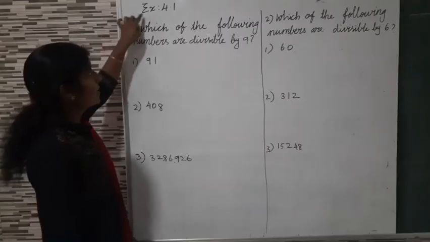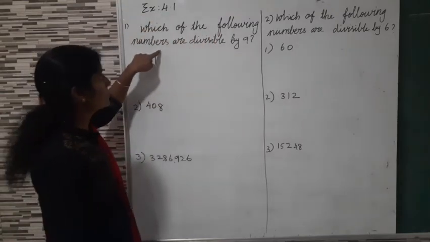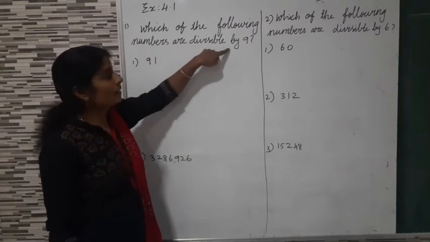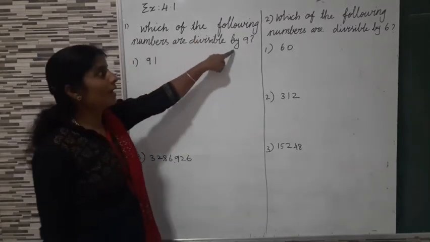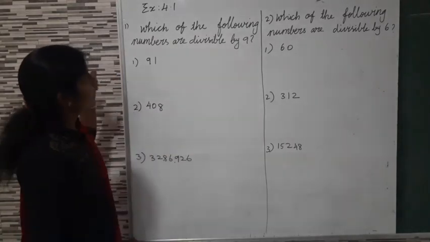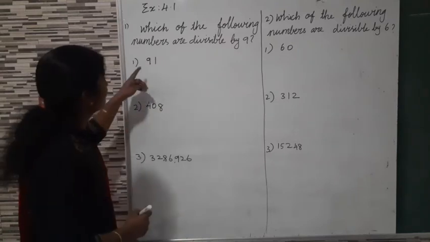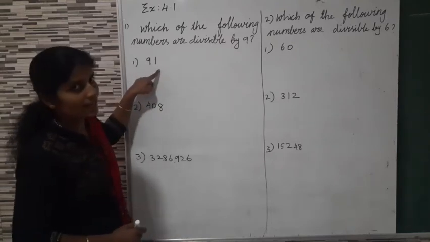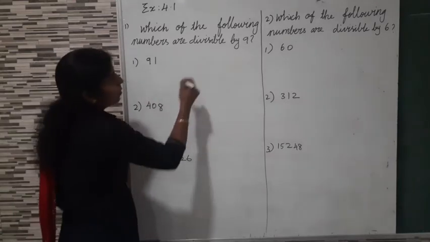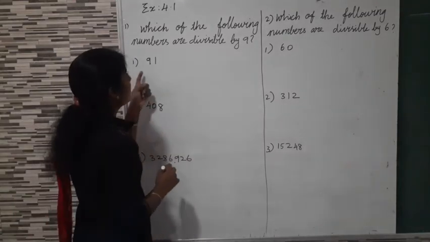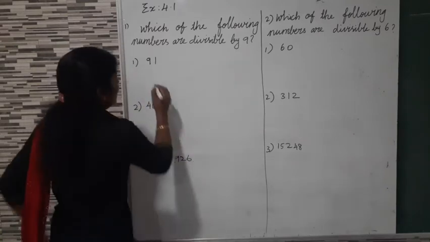Okay. Exercise 4.1. Which of the following numbers are divisible by 9? This is divisible by 9 means what you do? The sum of the digits is divisible by 9. Isn't it? What's the divisibility rule of 9? Sum of the digits is divisible by 9.